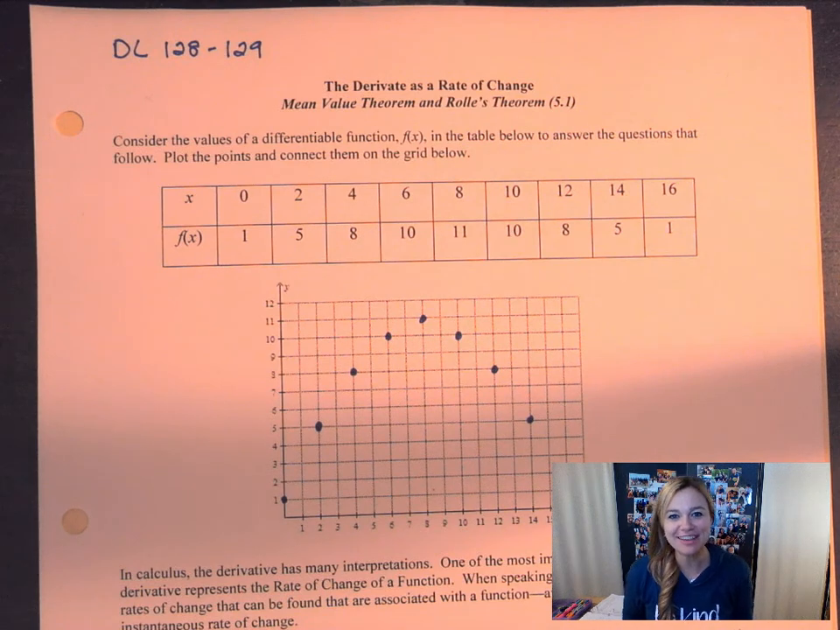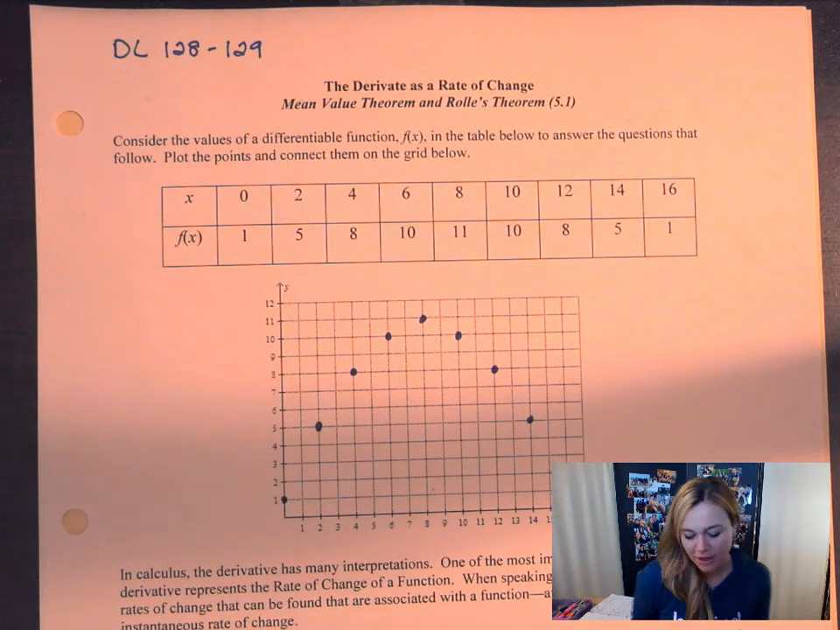It's time for more calculus. Whoop whoop. Let's do this thing. Daily lessons 128 and 129. Let's go. Okay. Oh, my chair is so squeaky.